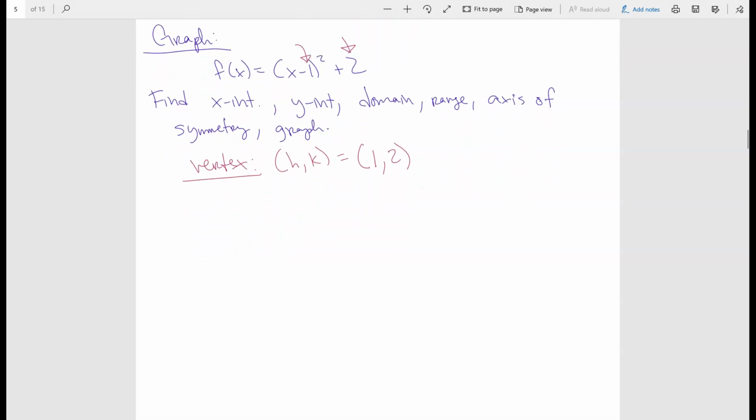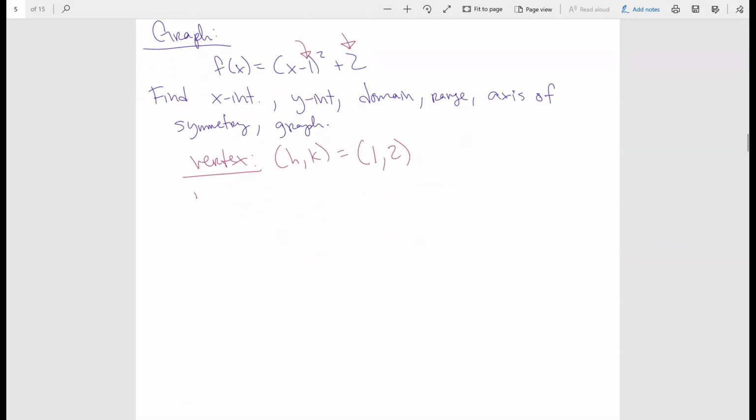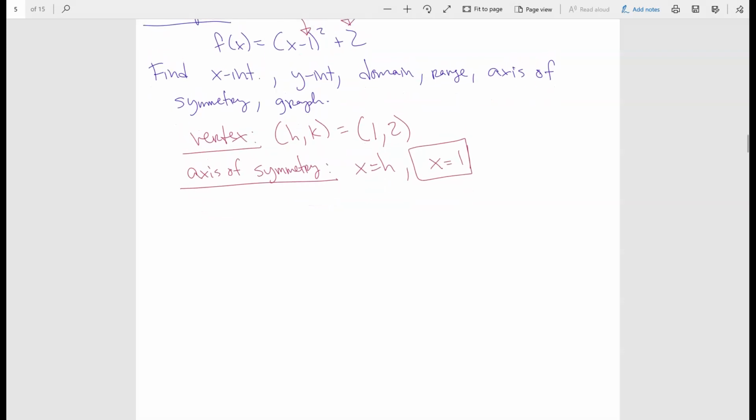All right. Now, we can easily figure out also the axis of symmetry. The axis of symmetry is just going to be x equals h. So in this case, h is just 1, so the axis of symmetry is x equals 1. Okay? Let's try to find the x-intercepts.